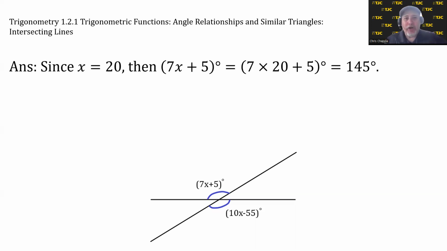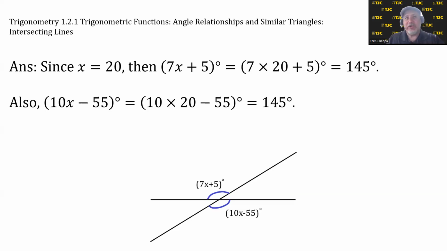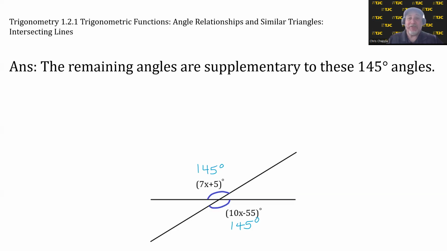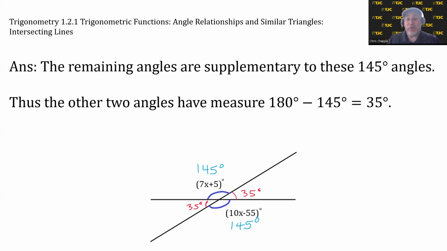Since x is equal to 20, we can substitute it into the angle measures. 7x plus 5 ends up equaling 145 degrees. And when we substitute it into 10x minus 55, we also get 145 degrees. That was expected. Vertical angles are congruent. What about the other two angles? Well, they're supplementary to these angles that we see, so we simply have to subtract 180 minus 145 to get 35 degrees.